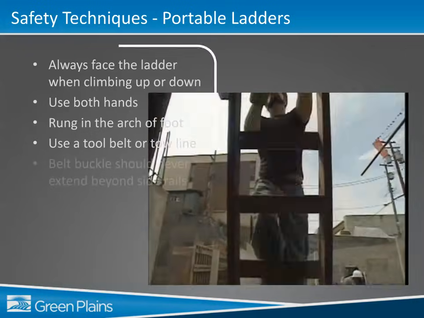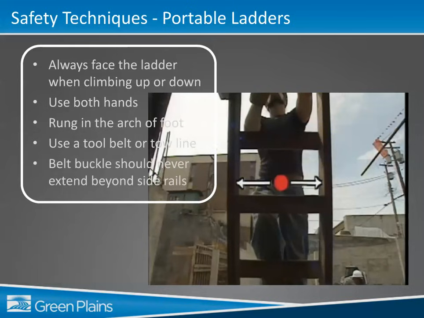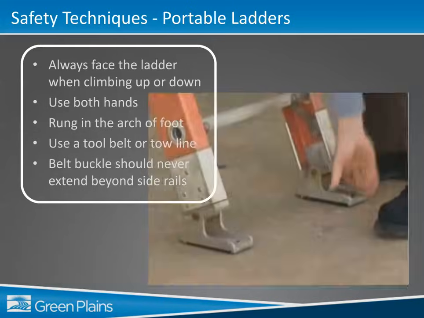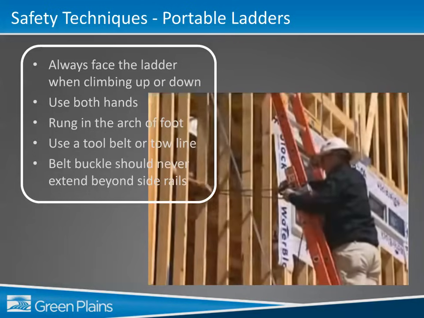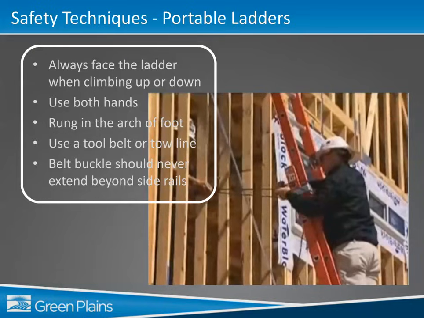Another frequent cause of ladder-related injuries is attempting to reach too far left or right. When working on a ladder, the person's belt buckle should never extend beyond the side rails. Reaching further can cause the ladder to slide in the opposite direction. Tying the ladder to the support structure can prevent this and is a recommended practice.